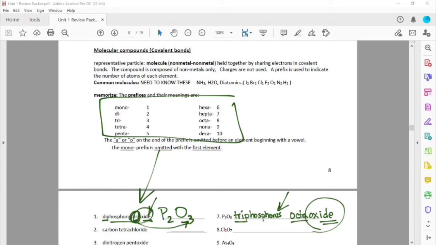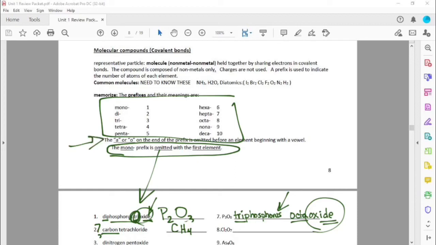Now, if we do have one of a single element, like here you can see it just says carbon, doesn't say a number. That's because we do omit a mono prefix when the first element is just one of something. There's a lot of compounds where the first element is just one of something. So that gets rid of that pesky mono that would otherwise be clogging up the works. So this is just carbon, and then tetrahydride means it has 4 hydrogens there.